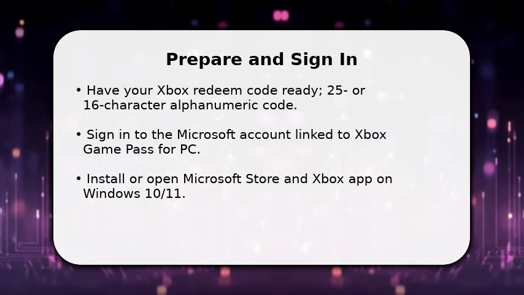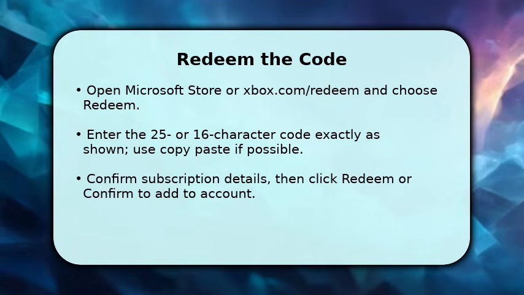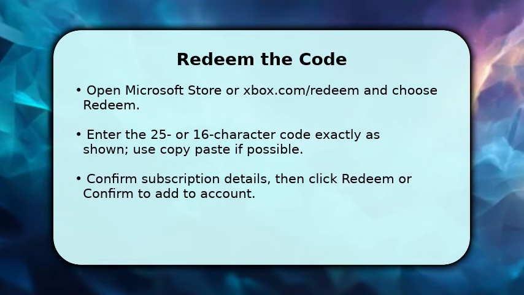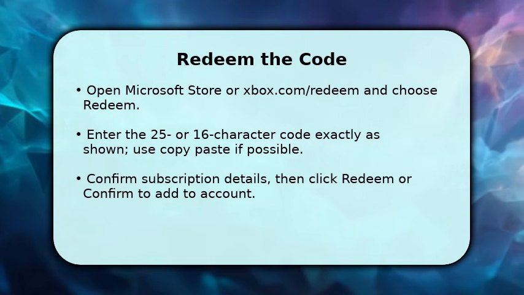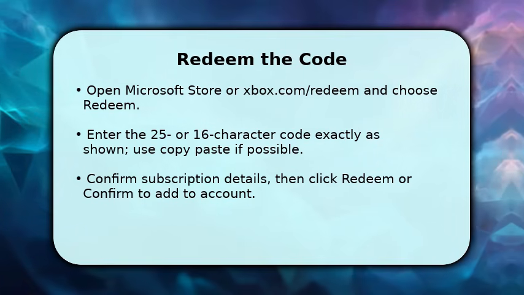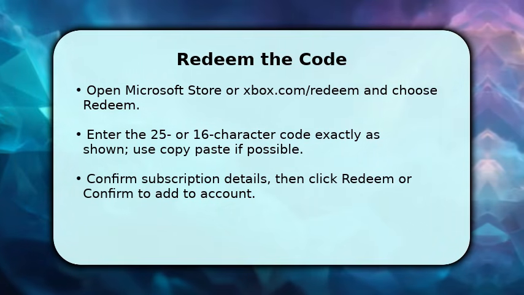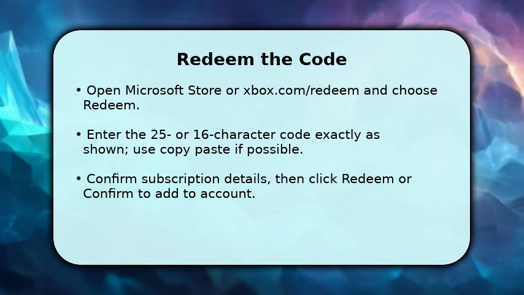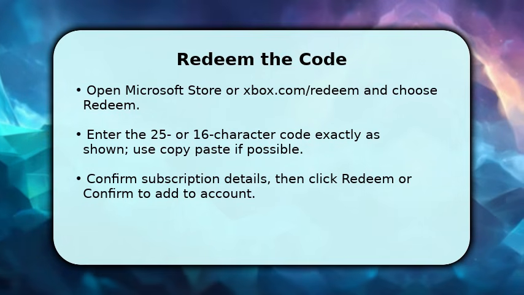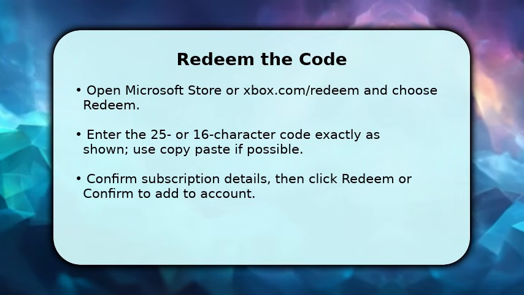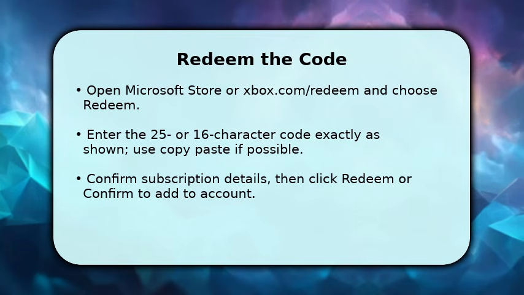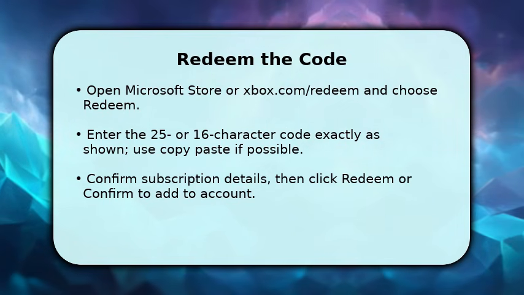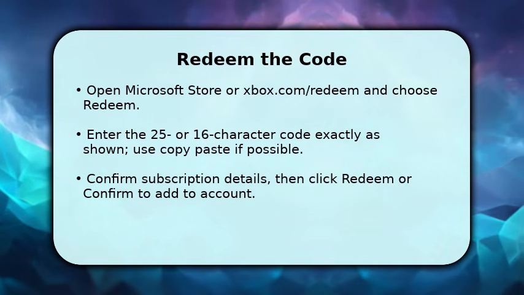Open Microsoft Store or the Microsoft account redeem page and select Redeem a Code. You'll type the 25 or 16-character code exactly, so copy and paste to avoid mistypes. After entering it, confirm which product or Game Pass tier appears and check billing prompts. Some codes apply months of service while others grant trials. Click Redeem or Confirm and wait for the success message. If it links to a subscription, the Xbox app.